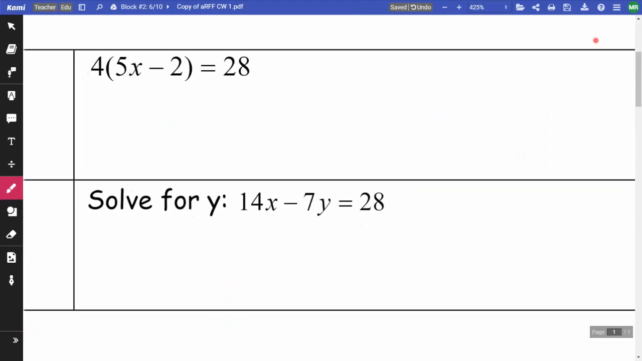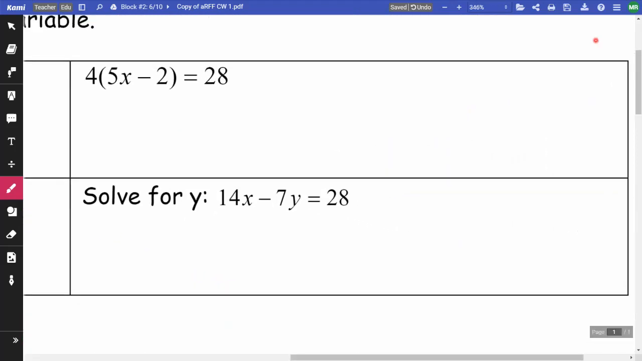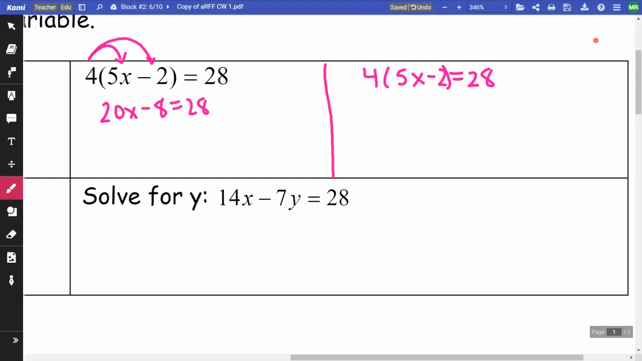These two problems over here. So this one again, you can do it two ways. Let me just rewrite it here. And again, it'd be different if I had a plus or minus outside. But you can distribute like we just did on the other problem and get 20x minus 8 is equal to 28. I'm going to add 8 to both sides. So I'm going to get 20x is equal to 36. I'm going to divide both sides by 20. So I'm going to get x is equal to 36 over 20.